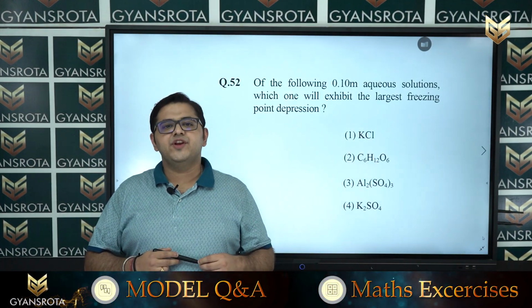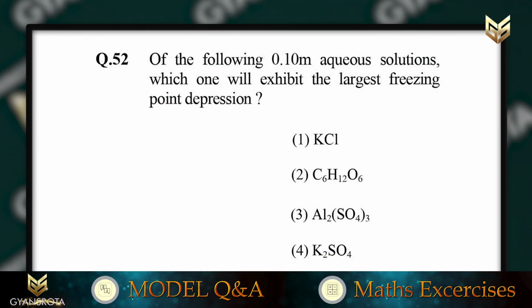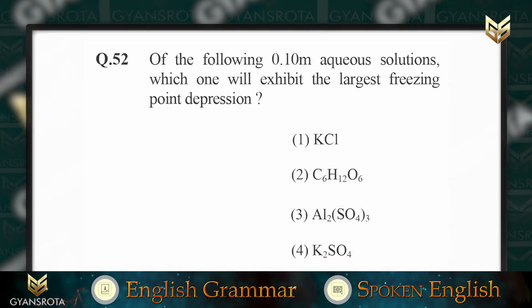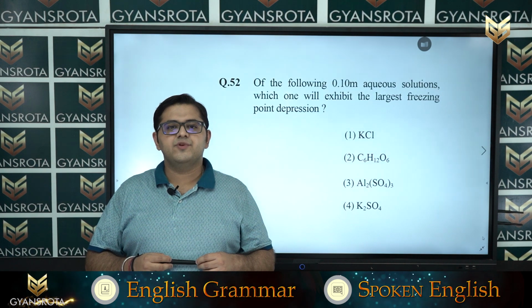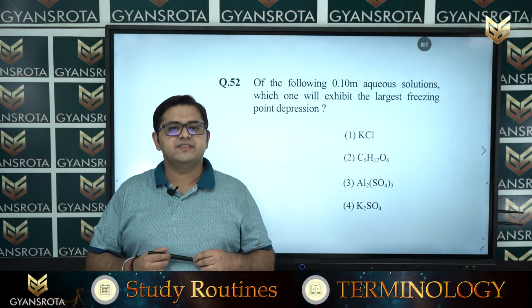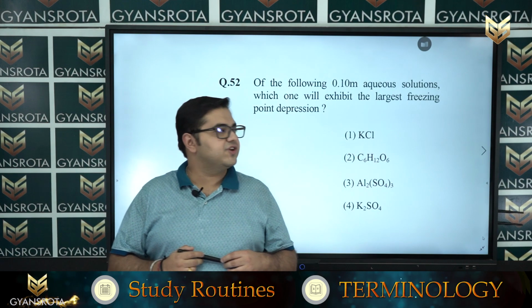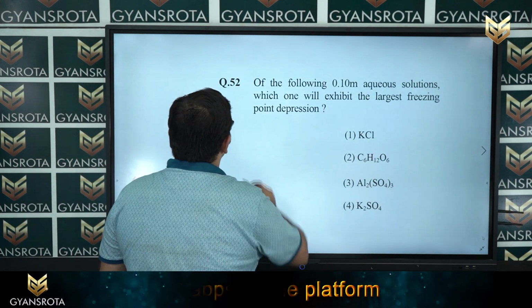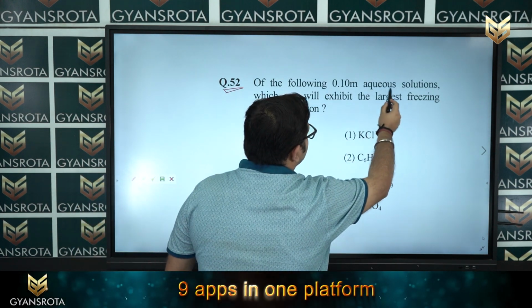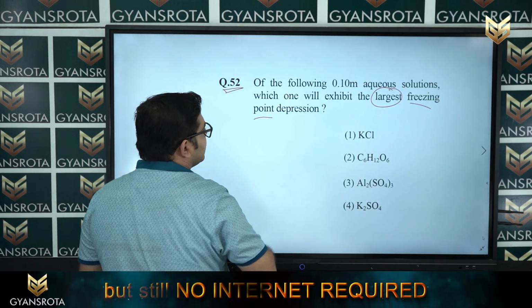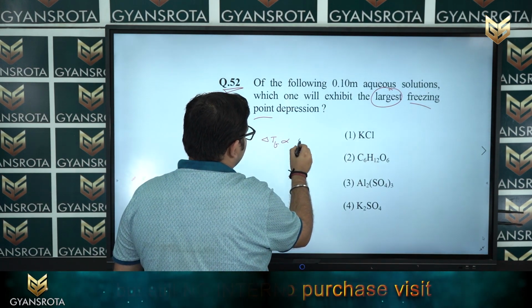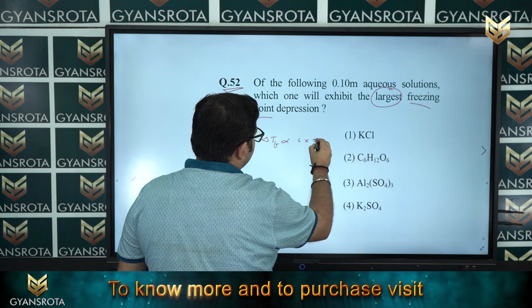Question number 52 is on your screen. Of the following 0.10 molar aqueous solutions, which one will exhibit the largest freezing point depression? This question comes from the solution chapter of your class 12 NCERT. Now we are moving to the solution part. If you see here, they asked about who has the largest freezing point depression. Always remember delta Tf is directly proportional to i and your molality.